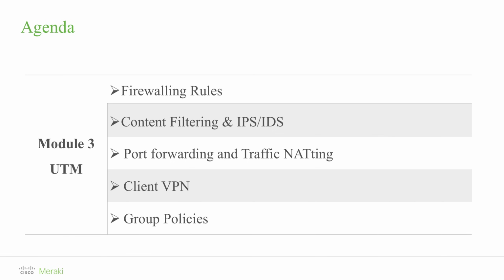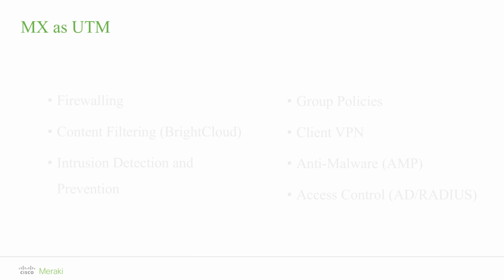And then we'll walk through how to utilize the port forwarding feature and traffic NATting, how it works, what the applications for that are. And then towards the end, we're going to cover the client VPN and the group policies and how to apply them on the MX. So I guess it's really important to understand what features we have in our boxes that you can utilize so you can get your network protected when you have an MX in the environment.